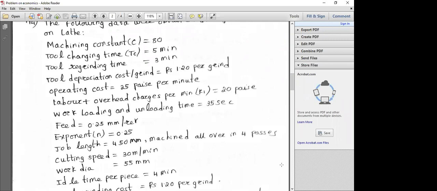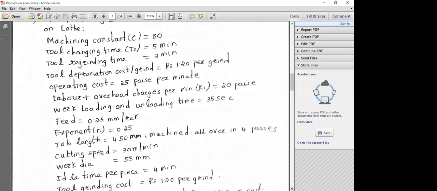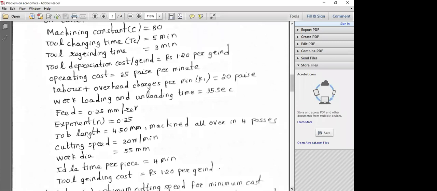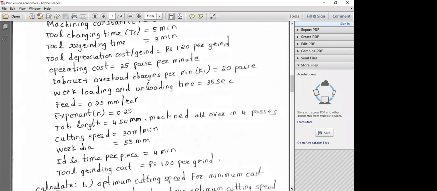Though he has given the work loading and unloading time, we just try to see where we have to implement that. All that is very much necessary. And tool grinding cost is also given as rupees 120 per grind. So that is different: tool depreciation cost and the tool grinding cost. Maybe where we have to implement this, we'll just try to see.